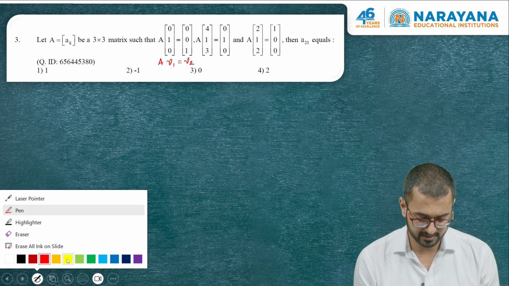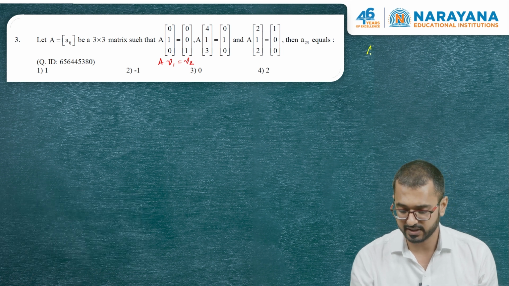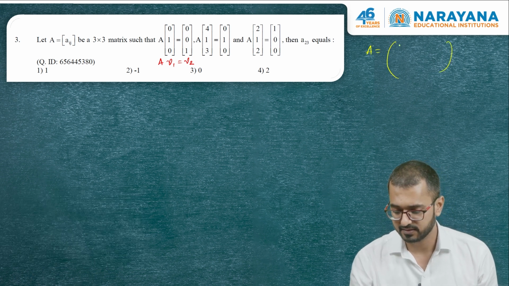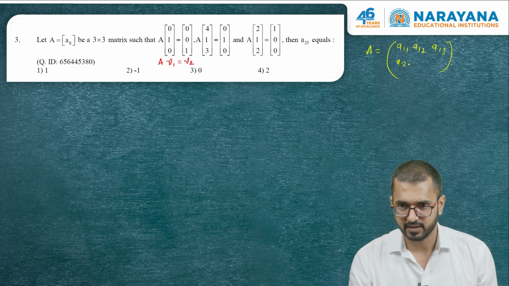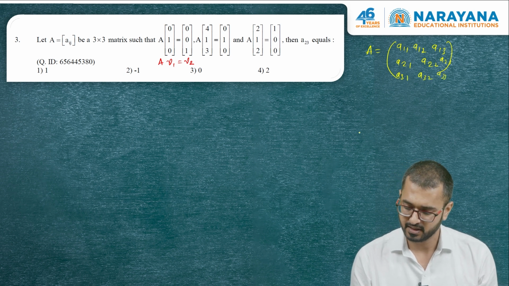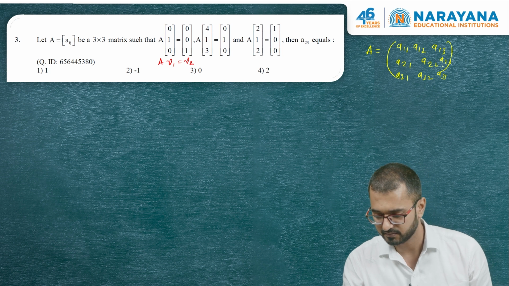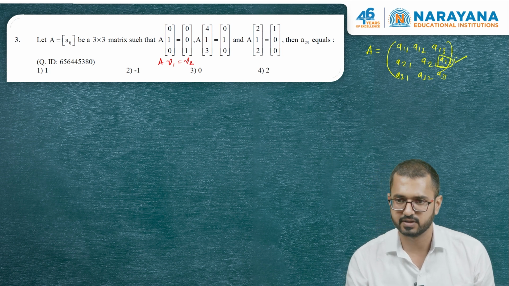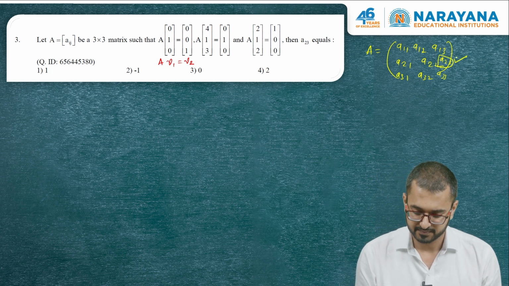So they basically want the element. Suppose A is my matrix, say A11, A12, A13, A21, A22, A23, A31, A32, A33. This is my matrix. We want this element, A23. What is this entry in A?